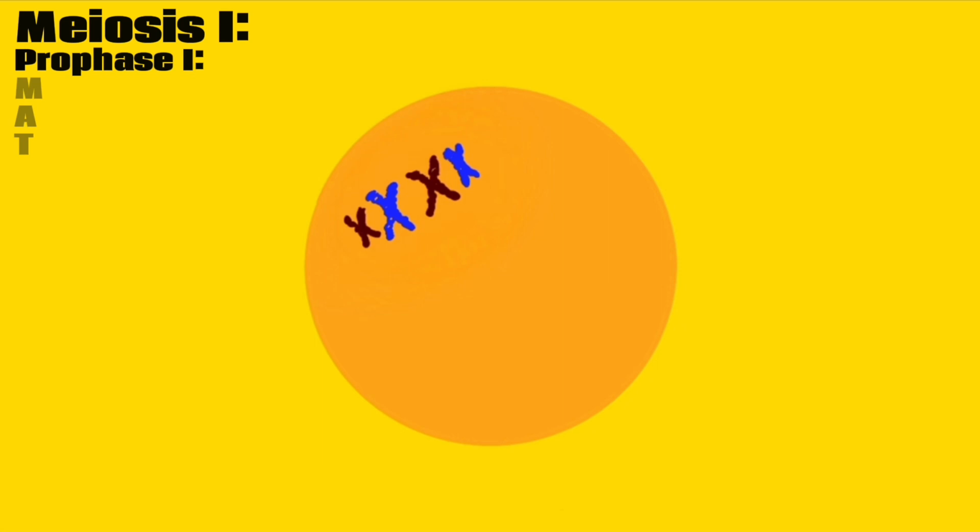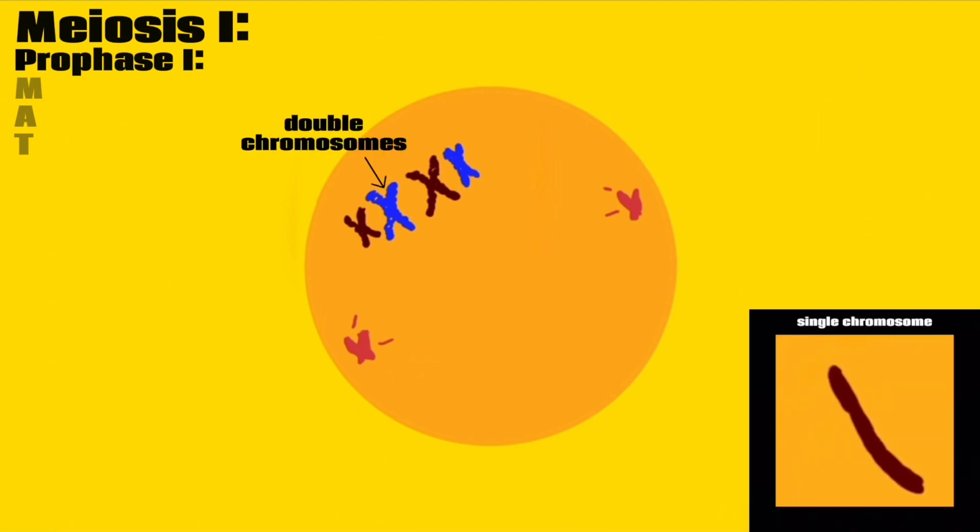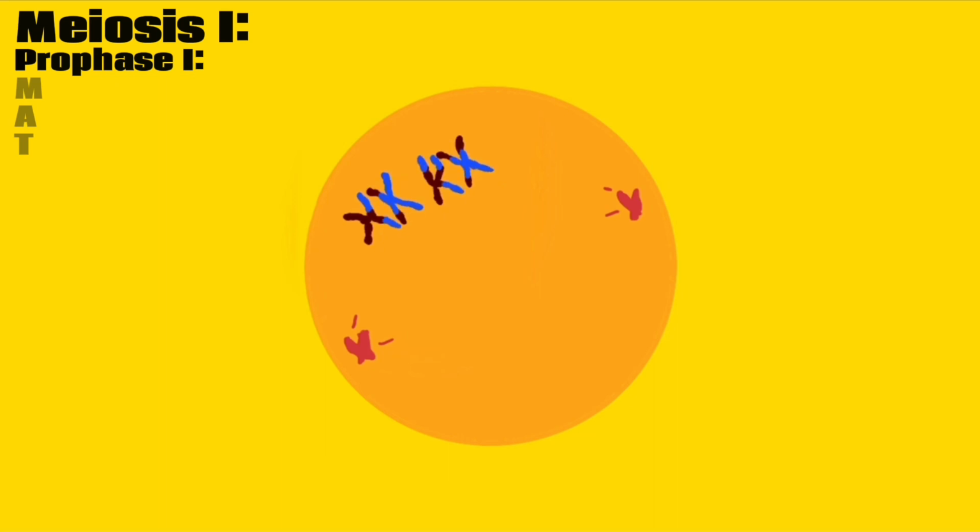Okay, so in meiosis 1, prophase 1, the DNA coils into chromosomes. The nuclear envelope begins to disappear, and the fibers that pull the chromosomes apart form. It's important to note that the chromosomes are now double chromosomes. Non-sister chromatids exchange genetic info, also called crossing over.